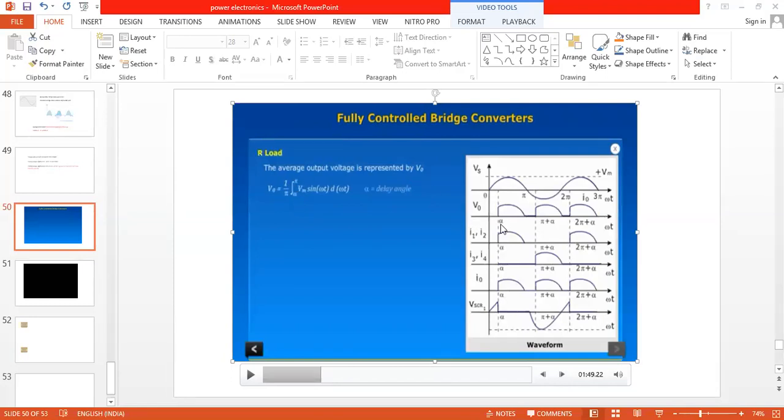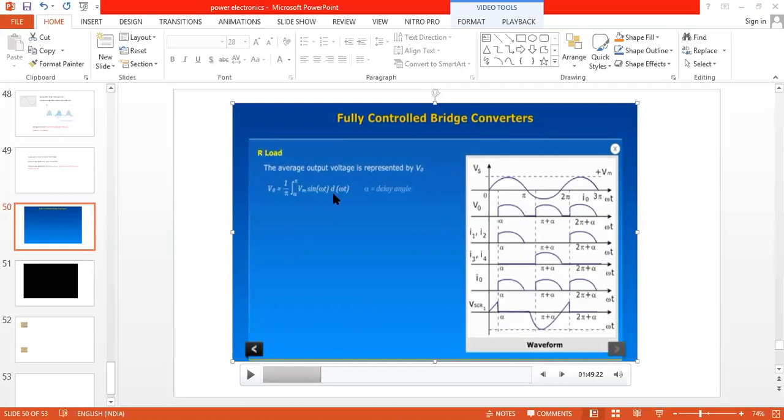What is the minimum value here? The output voltage starts from alpha. So alpha to the maximum value, which is pi, where the signal is equal to 0. You can see the signal. So the integral from alpha to pi of Vm sin omega t, differentiating with d omega t. How do we explain this? First you bring this Vm outside, so Vm by pi will come.